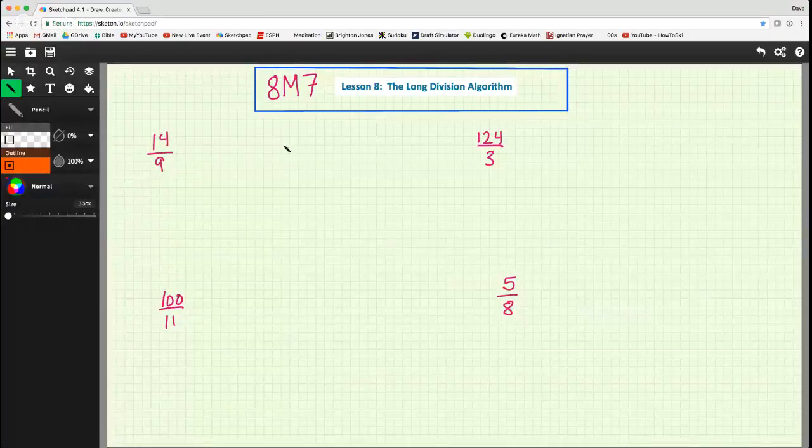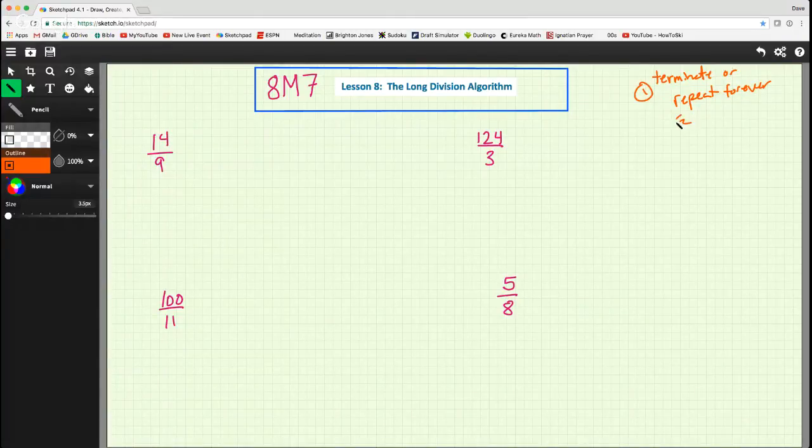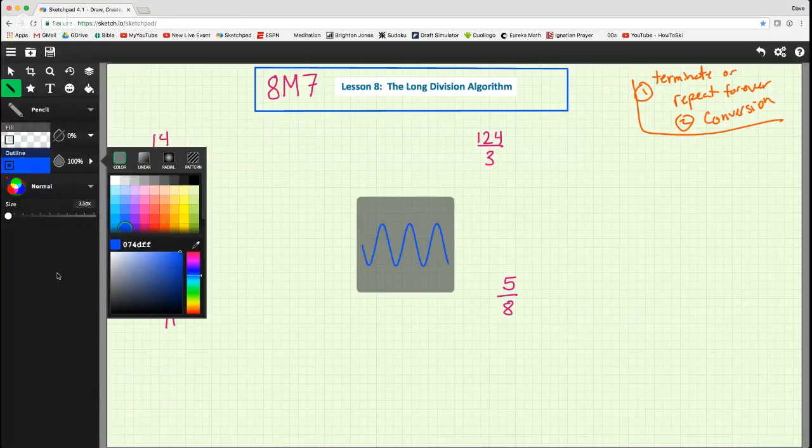The first thing we're going to do is look and see whether they terminate or repeat forever. That's the first thing, and then we're going to do our calculation, the conversion. Okay, we'll do it in blue.